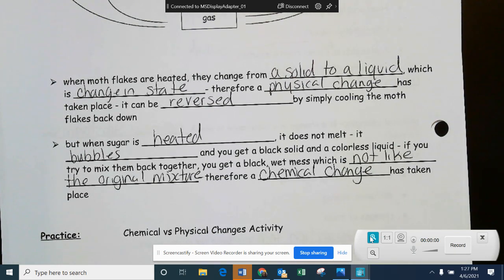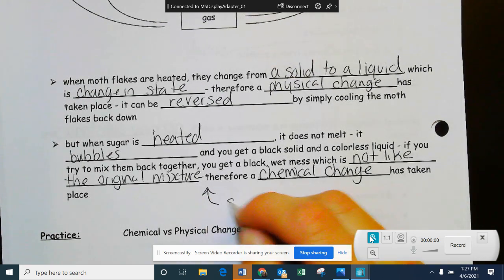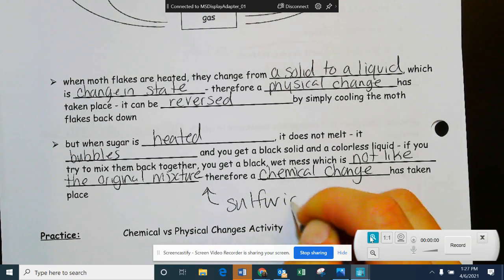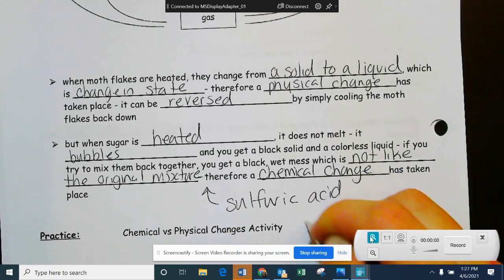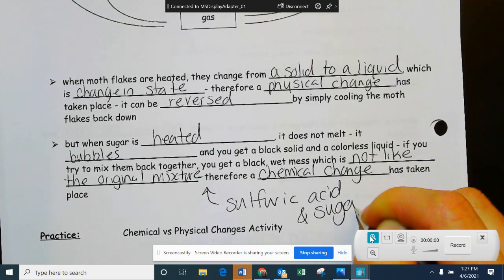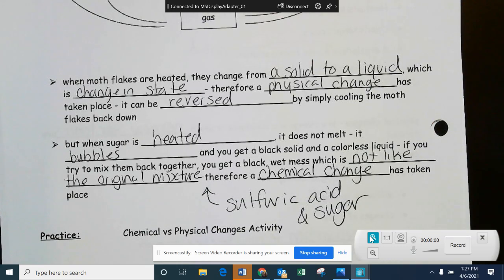And then while you guys are doing some questions, I'll get out some. I'm gonna just make a note to myself. I'm gonna get out some sulfuric acid and sugar because the sugar chemical change is a really cool thing.